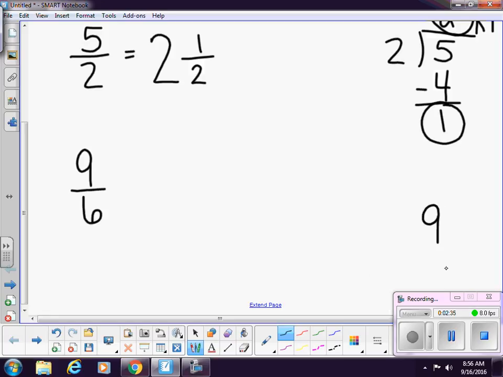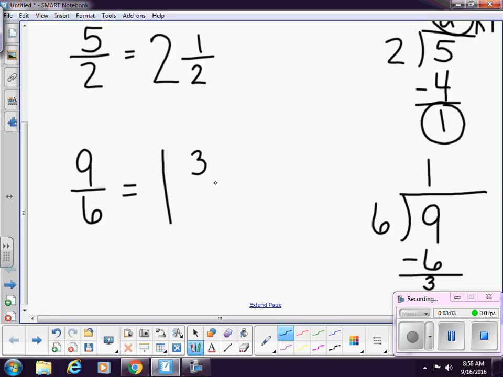Okay? I can come over here to the side. The 9 is on top, so he goes underneath my division bar. 6 is outside. How many times will 6 go into 9? 1. We know 1 times 6 is 6. And when I subtract, what's my remainder? 3. So my whole number here is 1. My remainder over what I divided by.